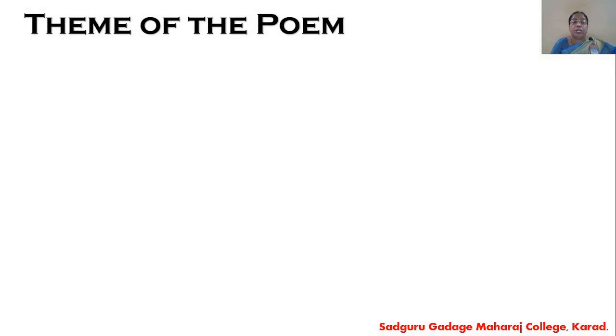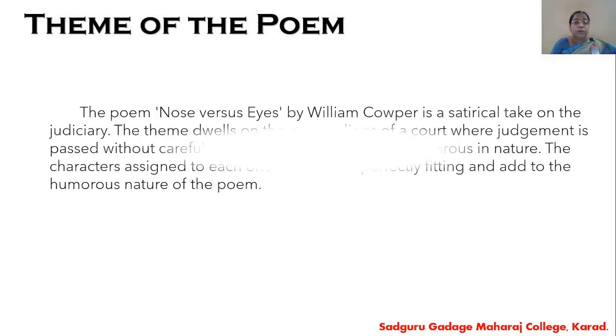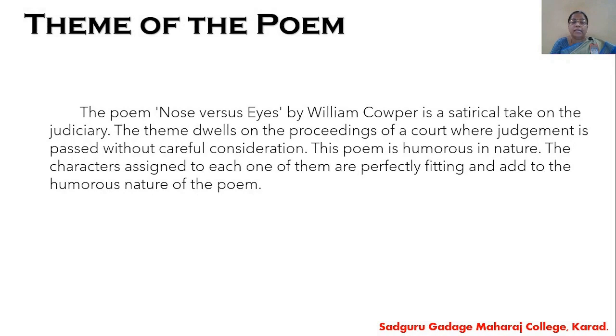Next point is theme of the poem. The poem Nose versus Eyes by William Cowper is a satirical take on the judiciary. The theme dwells on the proceedings of a court where judgment is passed without careful consideration. This poem is humorous in nature. The characters assigned to each one of them are perfectly fitting and add to the humorous nature of the poem.